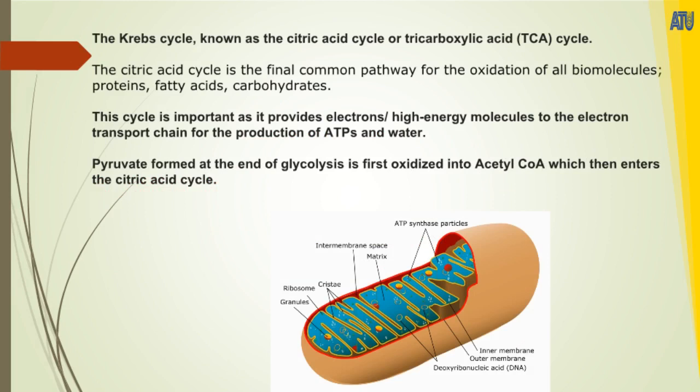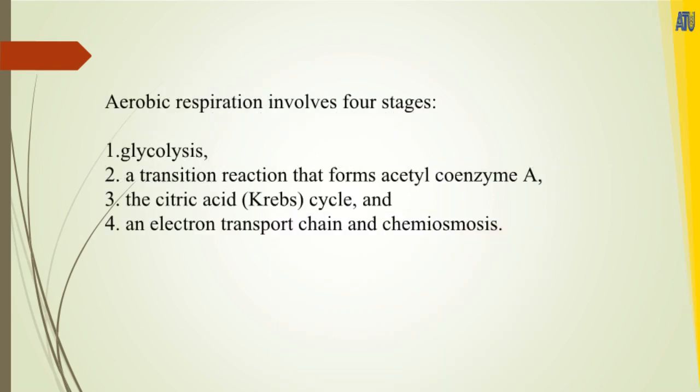The citric acid cycle is the final common pathway for the oxidation of all biomolecules: proteins, fatty acids, carbohydrates. This cycle is important as it provides electrons/high-energy molecules to the electron transport chain for the production of ATPs and water. Pyruvate formed at the end of glycolysis is first oxidized into acetyl-CoA, which then enters the citric acid cycle. Aerobic respiration involves 4 stages: glycolysis, a transition reaction that forms acetyl coenzyme A, the citric acid, Krebs cycle, and an electron transport chain and chemiosmosis.